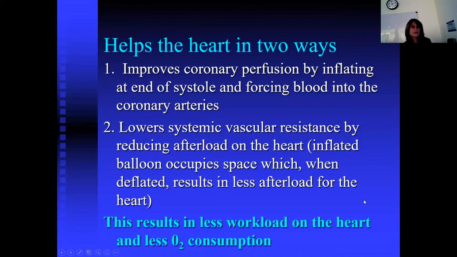So it helps the heart in two ways. This is a test question. It improves coronary perfusion by inflating at the end of systole and forcing blood into the coronary arteries. Secondly, it lowers systemic vascular resistance by reducing afterload on the heart. And then this will result in less workload on the heart and less O2 consumption.